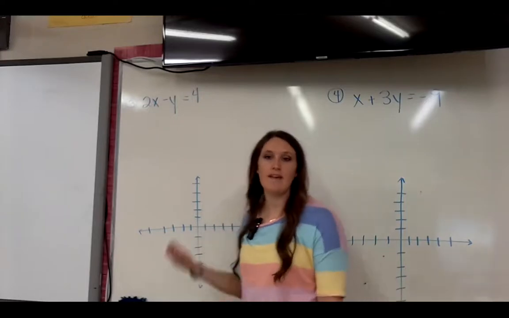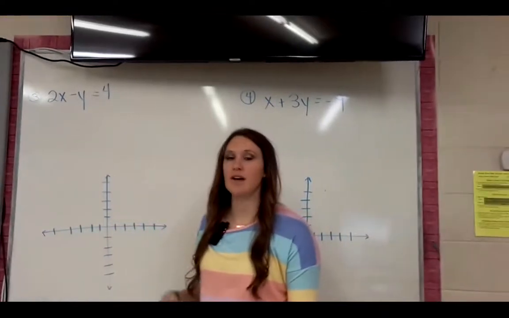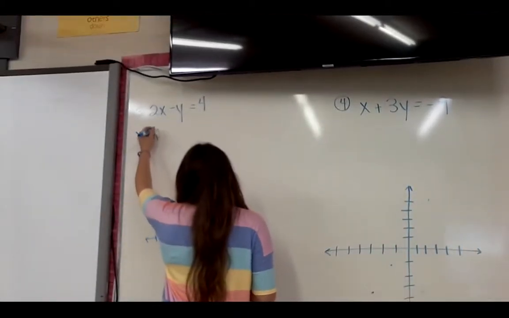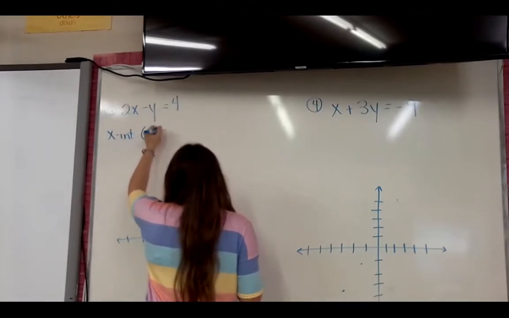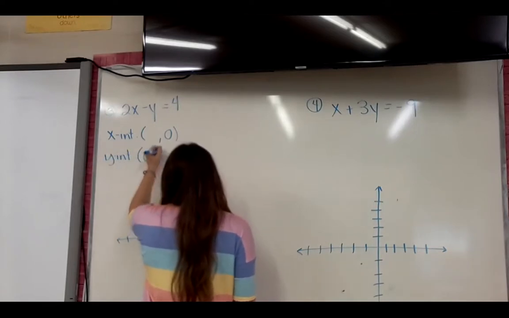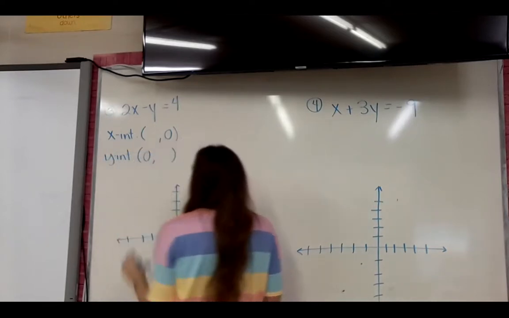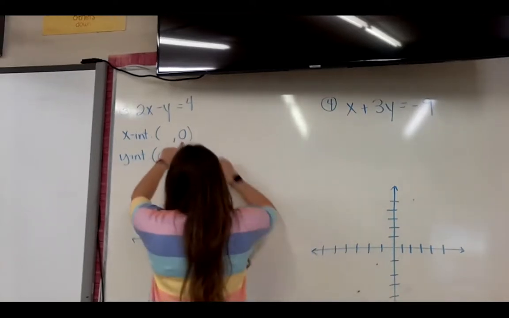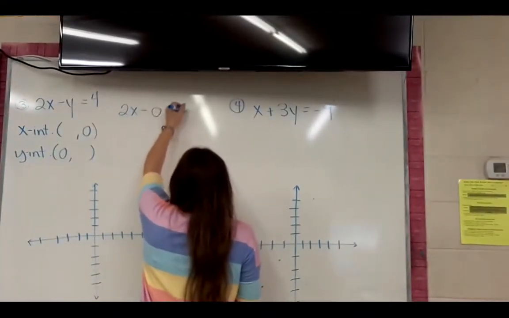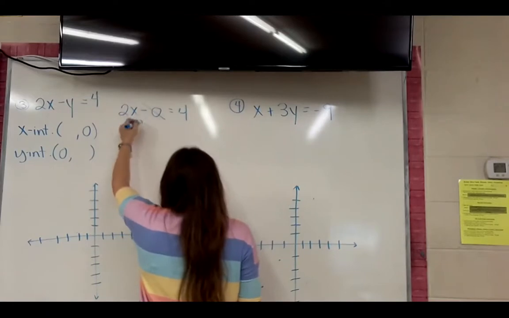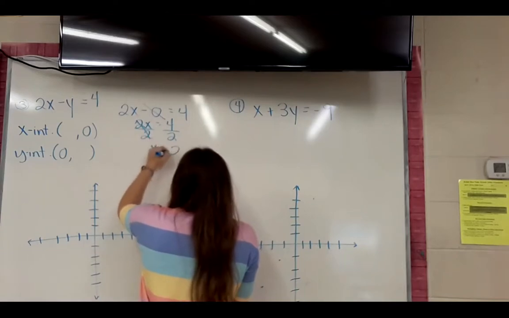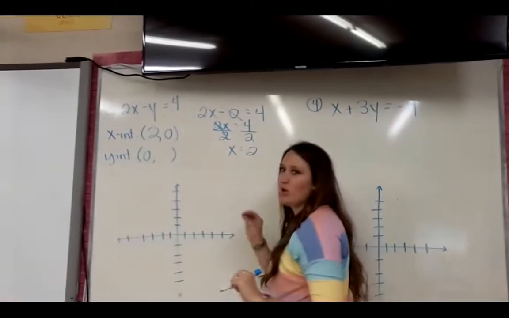On 3 and 4, we are graphing, but it says use your x and y intercept to graph. So first let's find our x and y intercepts. Your x-intercept is the point where y is 0. Your y-intercept is the point where x is 0. So you just plug those in. I'm going to plug 0 in for y to solve for my x-intercept. So I have 2x minus 0 equals 4. Well, that just cancels. You have 2x equals 4. We divide both sides by 2, and I get that x is 2. So my x-intercept is the point 2, 0.